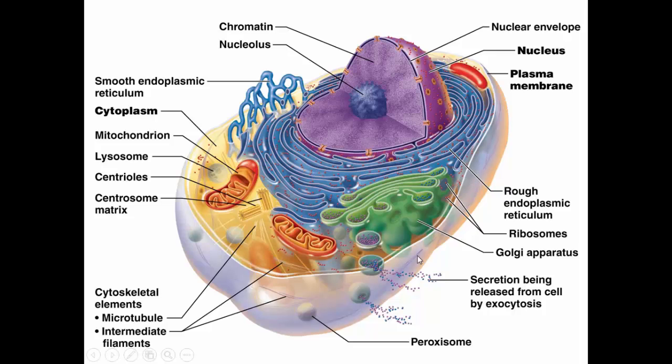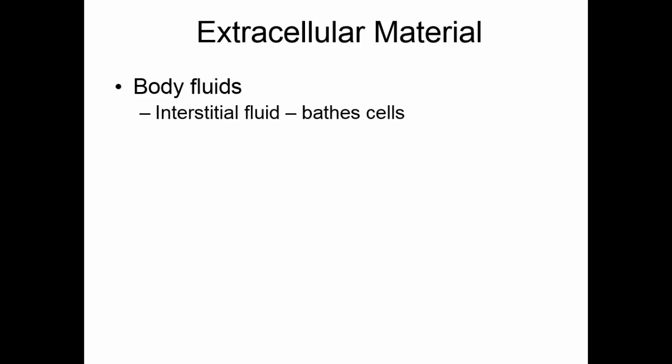We can see the cell membrane. Here in the cytoplasm, there's all kinds of interesting things. And then here is the nucleus, and the nucleus has some subcomponents as well. In addition to the cell, there is extracellular material. One of the things are the body fluids. This is collectively referred to as the interstitial fluid. This is going to bathe the cells in material.